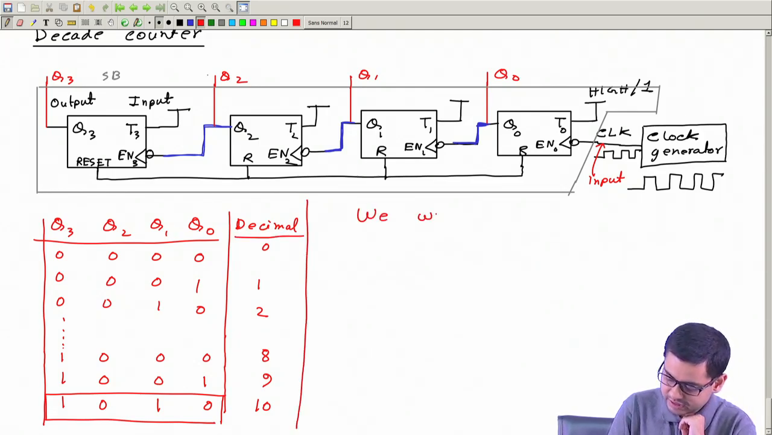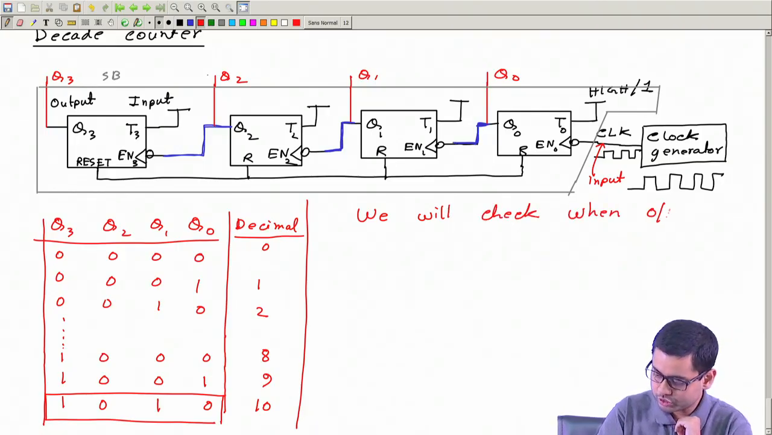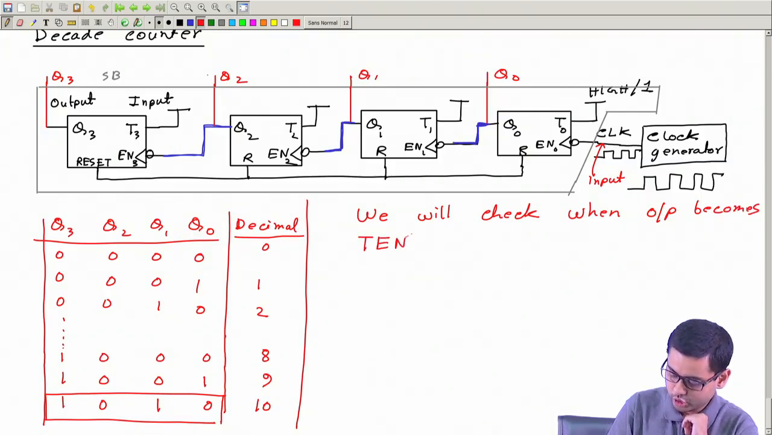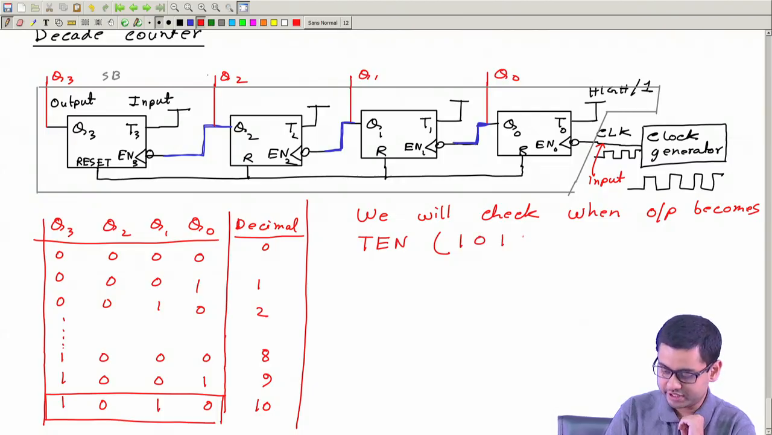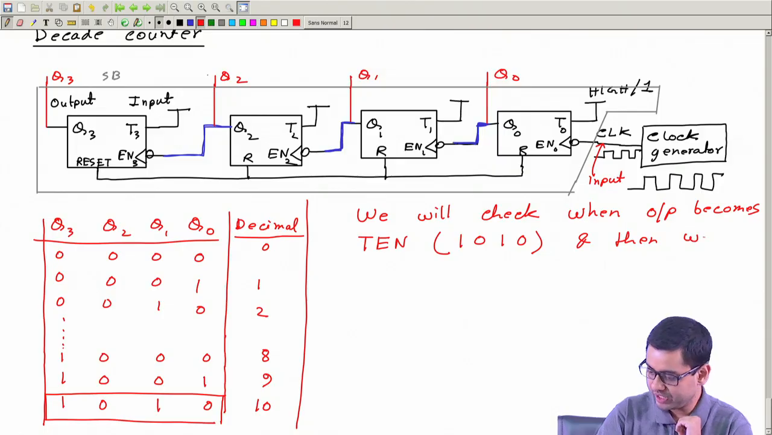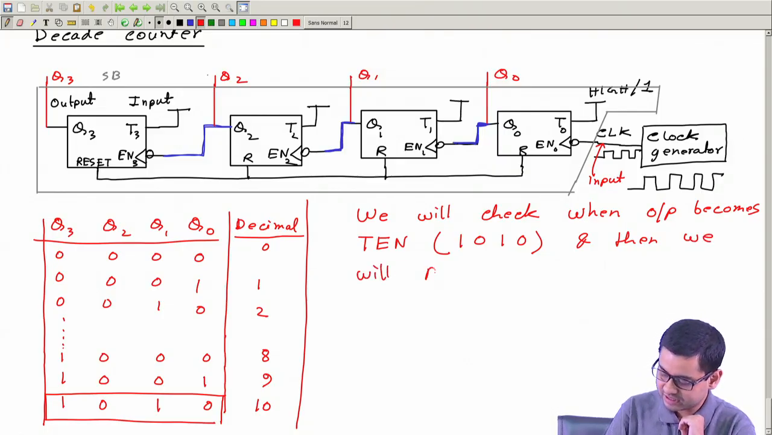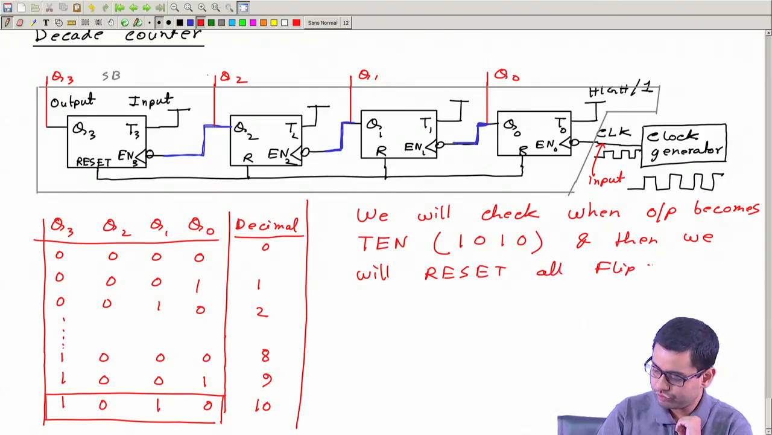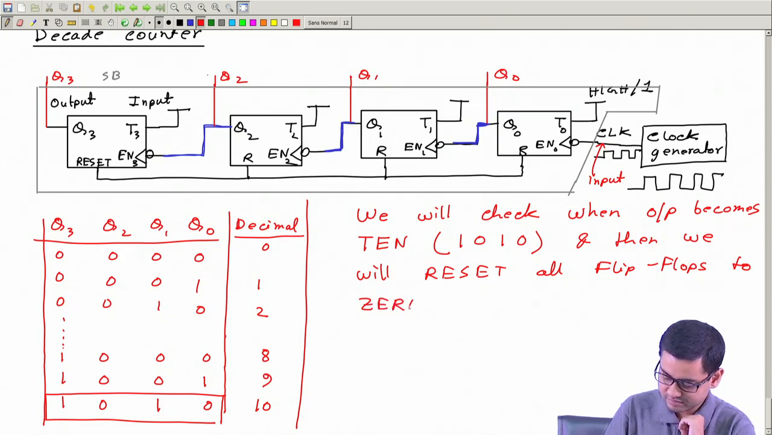We will check when the output becomes 10, which means 1, 0, 1, 0, right? 1, 0, 1, 0, and then we will reset all flip-flops to 0. How? So let me do it like this.